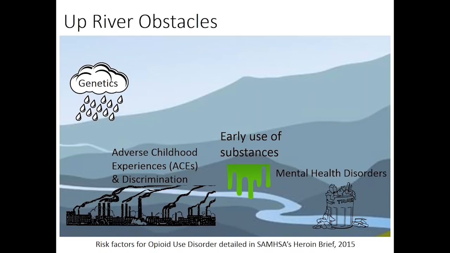So the risk factors generally fell into a few categories that can be summarized really as early use of substances, adverse childhood experiences and discrimination, and mental health disorders. And so adverse childhood experiences are often called ACEs, and a full list of the ACEs can be found on the CDC website, but they include things like abuse, neglect, growing up in a household with a parent who has a substance use disorder, is in prison, or has died.